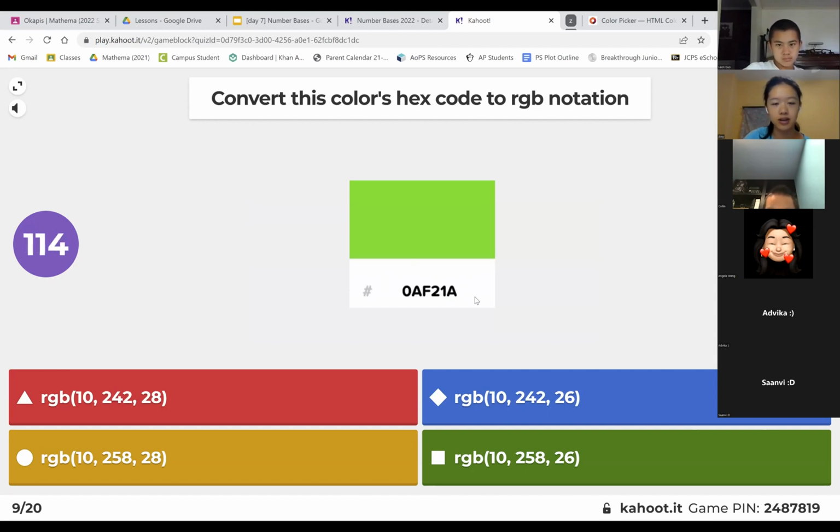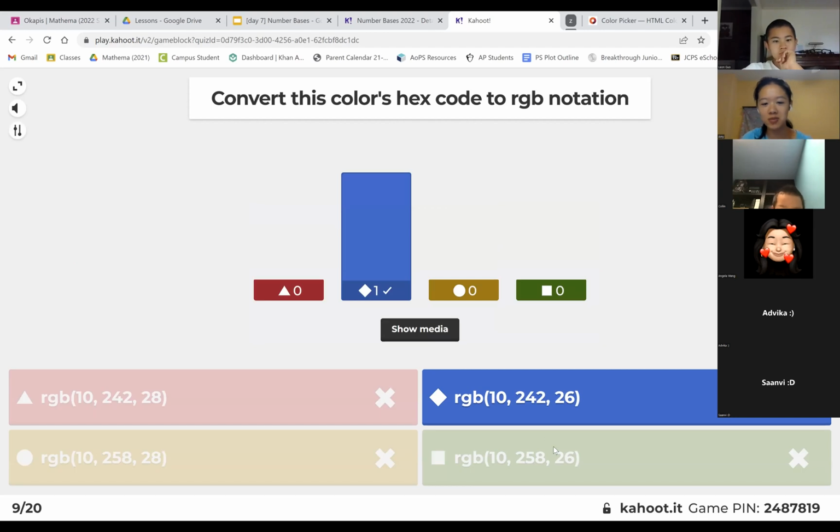Okay, we didn't do a whole lot of hex to RGB. I'm going to skip this. Oh my gosh, that one person got it right.